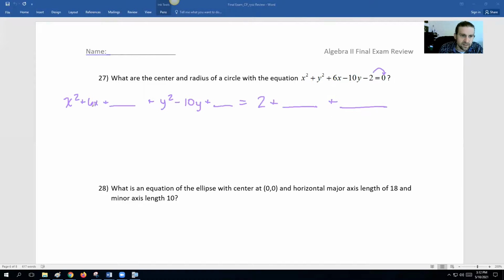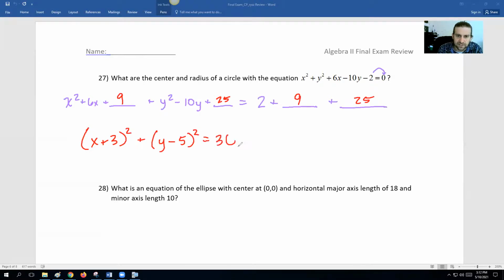All right, so what goes in this blank? We take 6 cut in half is 3, 3 squared is 9. We've seen that a couple times. To get this one here, we're going to take -10 cut in half is -5. -5 squared is 25. All right, so we get x plus 3 squared. And then y, got a minus in the middle, and then 10 cut in half is 5 squared, and then equals 2 plus 9 is 11.